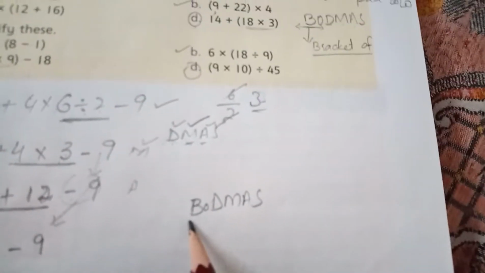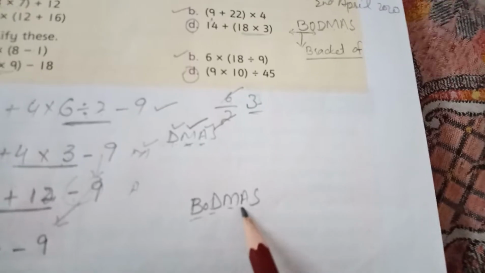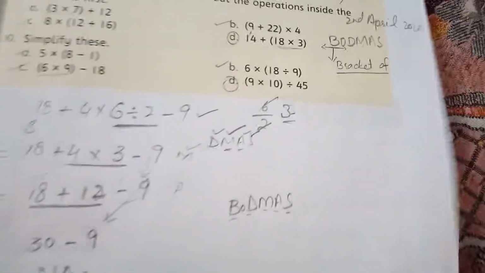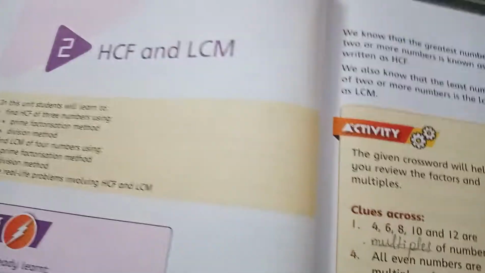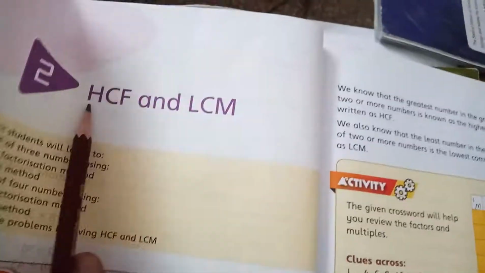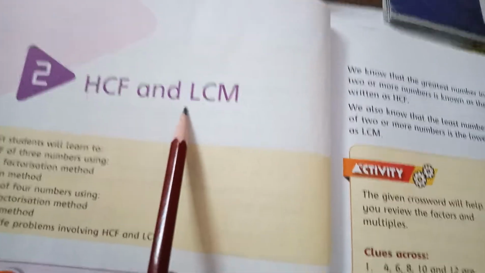First of all you have to solve the brackets, then division, then multiplication, then addition, and then the subtraction. Now come to the second chapter. The second chapter is of HCF, highest common factor, and LCM, least common multiple.